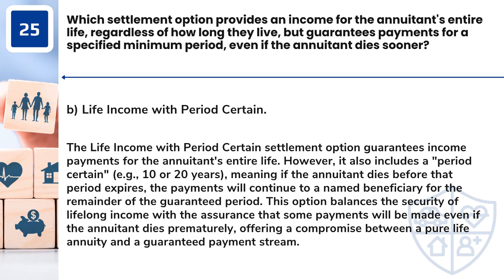Answer: B. Life income with period certain. The life income with period certain settlement option guarantees income payments for the annuitant's entire life. However, it also includes a period certain, e.g., 10 or 20 years, meaning if the annuitant dies before that period expires, the payments will continue to a named beneficiary for the remainder of the guaranteed period. This option balances the security of lifelong income with the assurance that some payments will be made even if the annuitant dies prematurely, offering a compromise between a pure life annuity and a guaranteed payment stream.